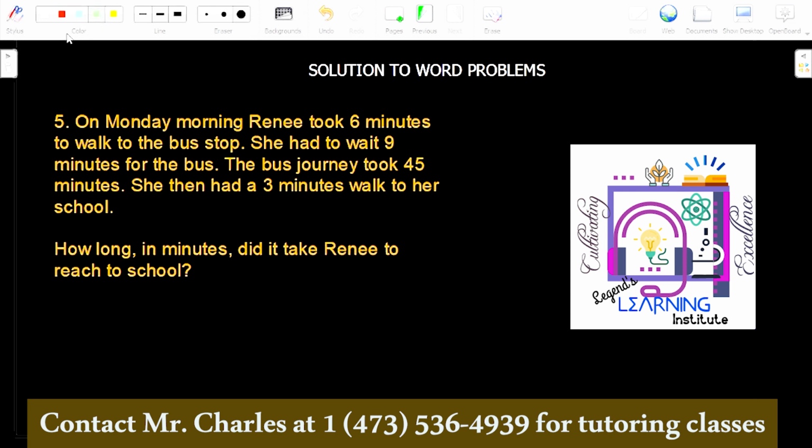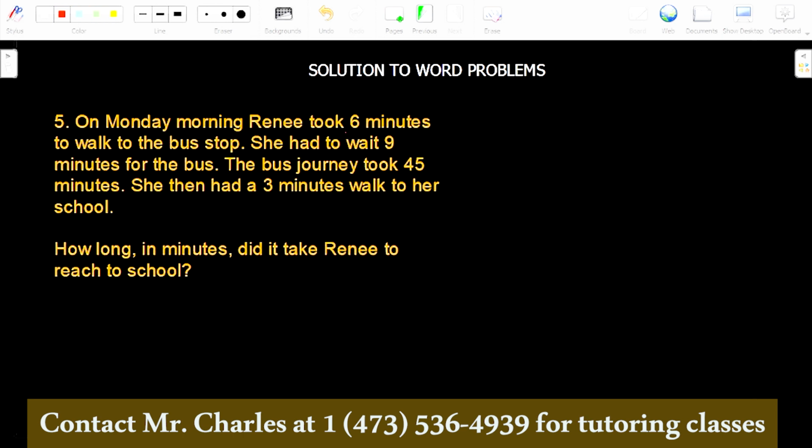Okay, so let's look at the information that the question gives us. Renee took 6 minutes to walk to the bus stop. So from her home to the bus stop was 6 minutes. Then she had to wait at the bus stop 9 minutes before the bus came. And then the bus journey took 45 minutes to the drop-off point. Then she had to walk an additional 3 minutes to her school. So how long did she take in all to reach her school?